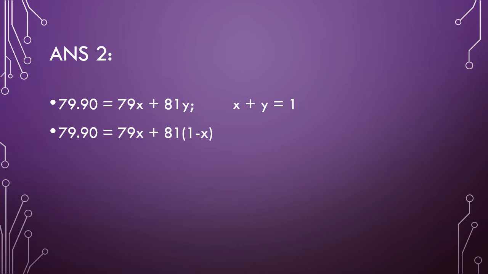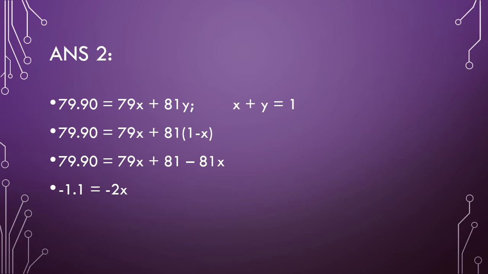You can then rearrange this to substitute in. I have chosen here to rearrange x plus y equals 1 to substitute for y. Y is equal to 1 minus x. So 79.90 equals 79x plus 81 times the expression 1 minus x. Now we only have one variable present in the equation, so we can use algebra to solve it. Our next step is going to have to be distribution of the 81 across our expression. So 79.90 equals 79x plus 81 minus 81x.